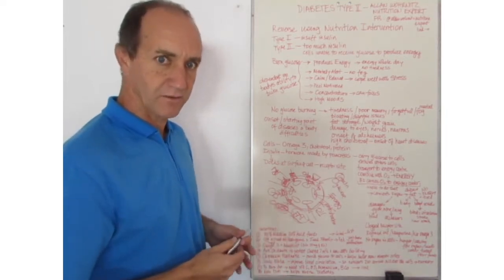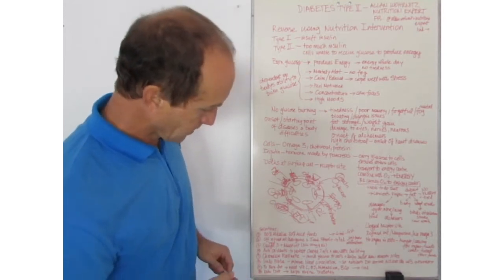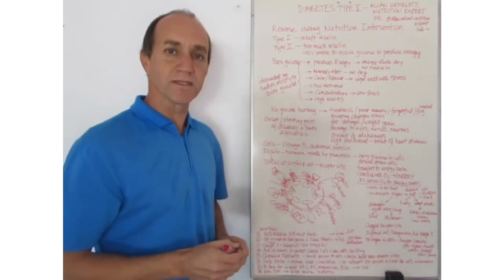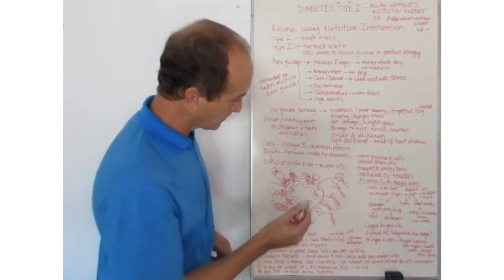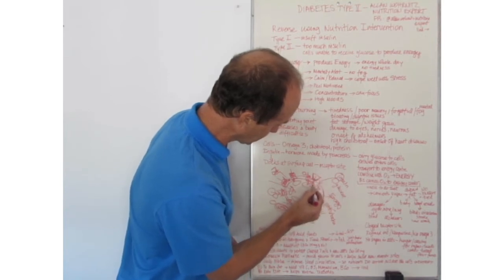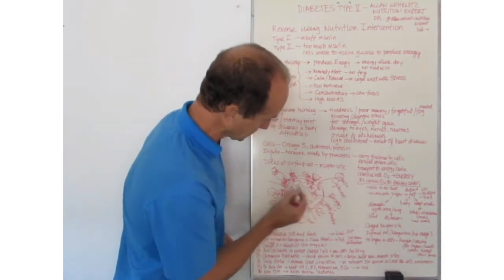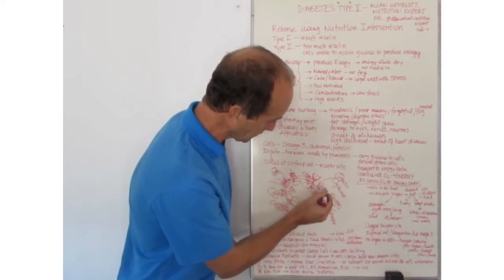A list will be provided to you as well, which you can get in the links provided. Chromium picolinate. Chromium is a mineral. What it does, the chromium helps take the glucose when it arrives at the docking site. It helps carry the glucose to the energy cells. That's what chromium does. And chromium also helps to make new docking sites.